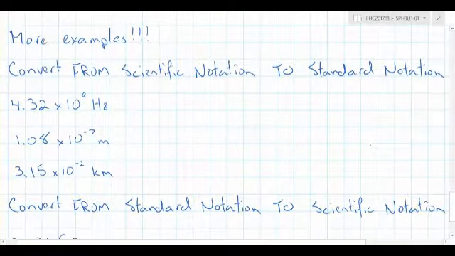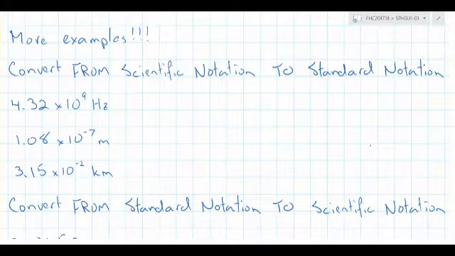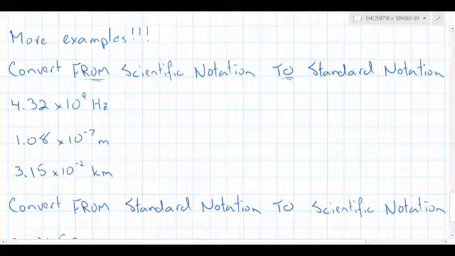Okay? And then the last thing that I wanted to do was look at some more examples of converting between scientific notation and standard notation. So we can convert from scientific to standard notation, or we go from standard to scientific. So let's go both ways. So 4.32 times 10 to the power of 9.